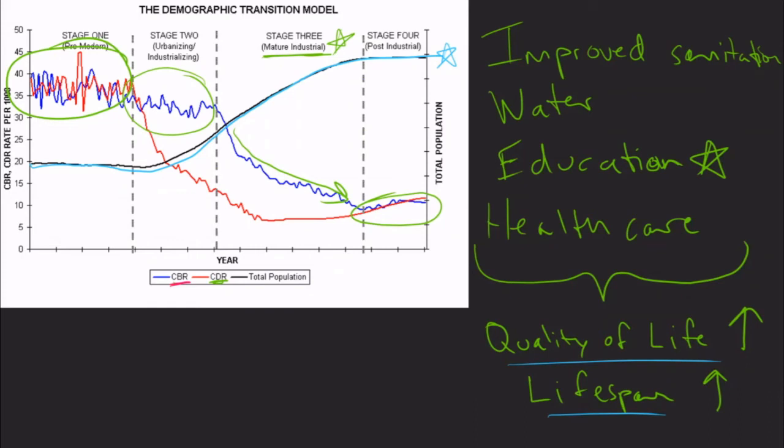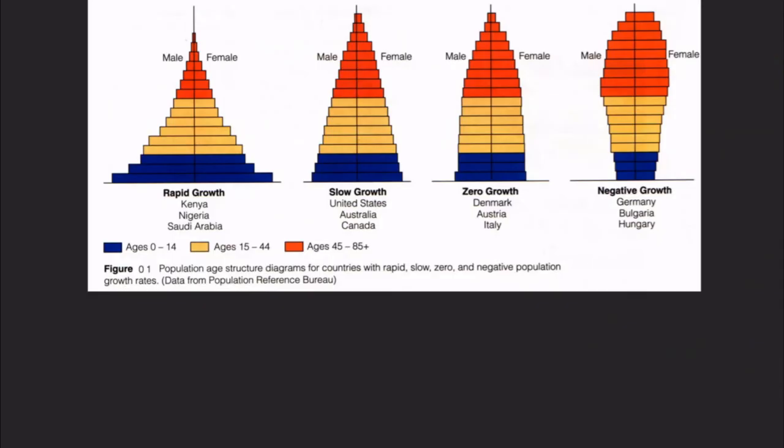And so one of the ways that people, and I'm going to wrap up this video quickly here, one of the ways that people try to track things like this for different nations is through an age distribution. These are age structure diagrams, and the shape, again, any diagram, any graph that we're going to look at, the shape is going to be important.